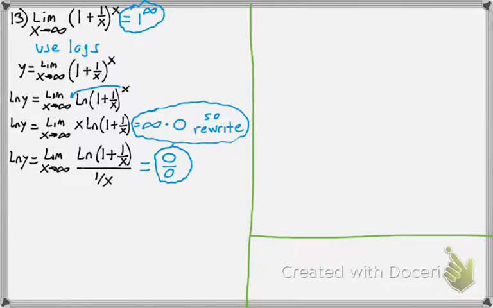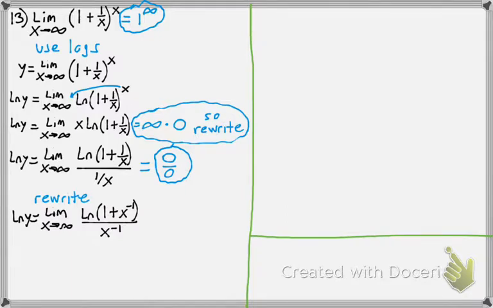First I actually want to rewrite it again. I do a lot of rewriting on these. If we rewrite it only slightly, this is going to be ln of y is equal to the limit as x goes to infinity of ln of (1 plus x to the negative 1) all over x to the negative 1. I think it makes it a little bit easier to deal with x to the negative 1s.